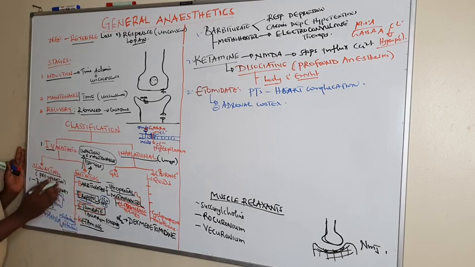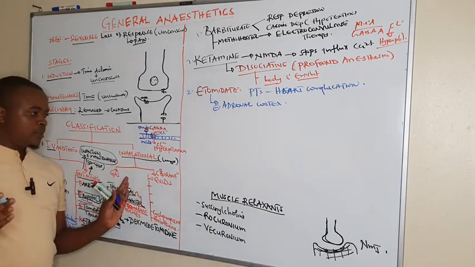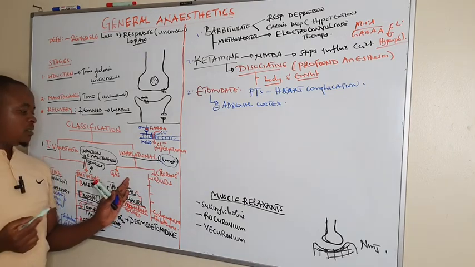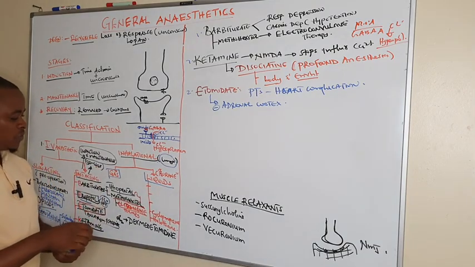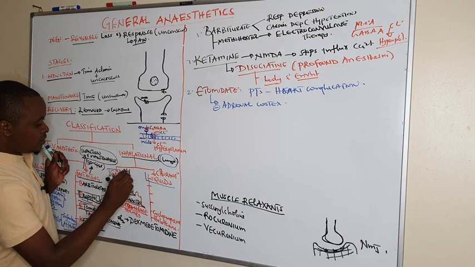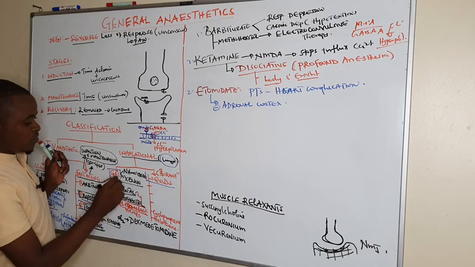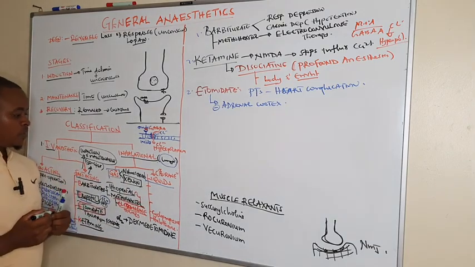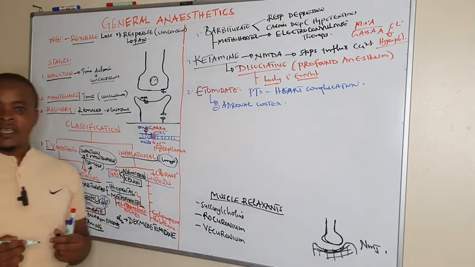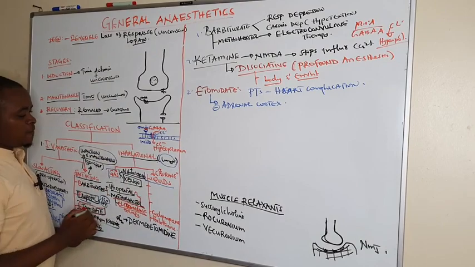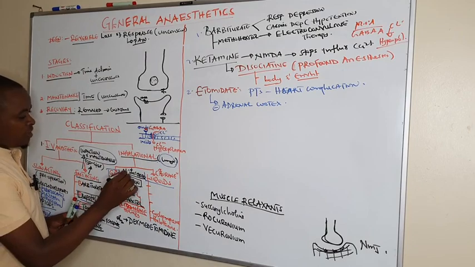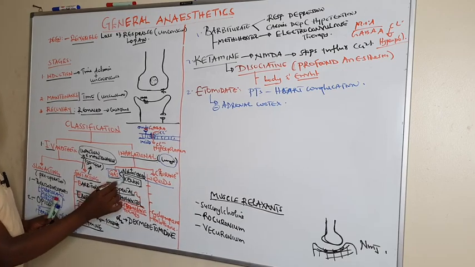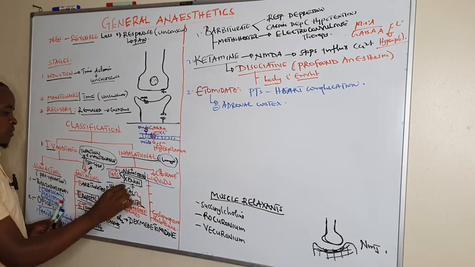Then after looking at IV anesthetics, we can now go to inhalation anesthetics. These ones are taken via the lungs. They are inhaled, and they can be gases or liquids. Those in gas form, the major ones being used, are nitrous oxide and xenon. But xenon is no longer commonly used because it is expensive. These days we mostly use nitrous oxide, in combination with other anesthetic drugs for induction and maintenance of anesthesia.